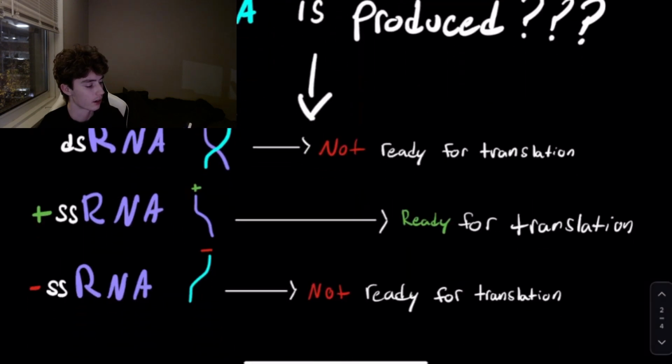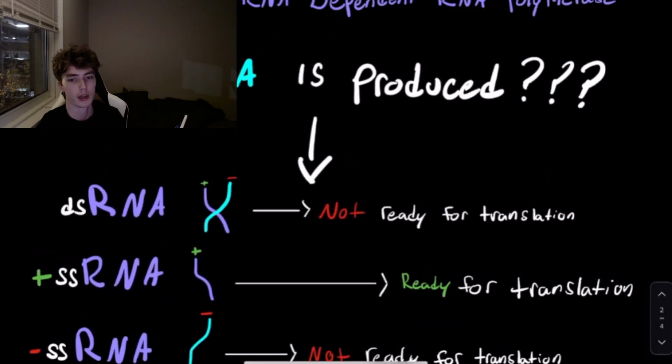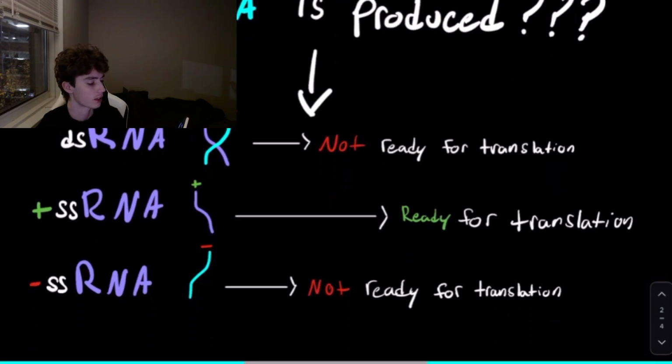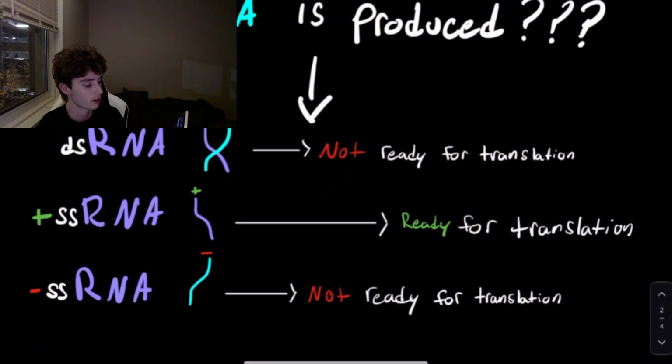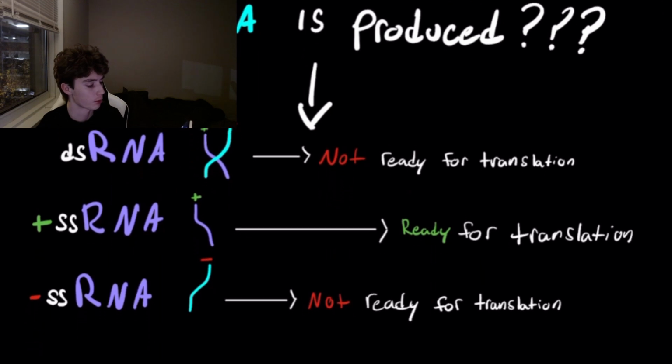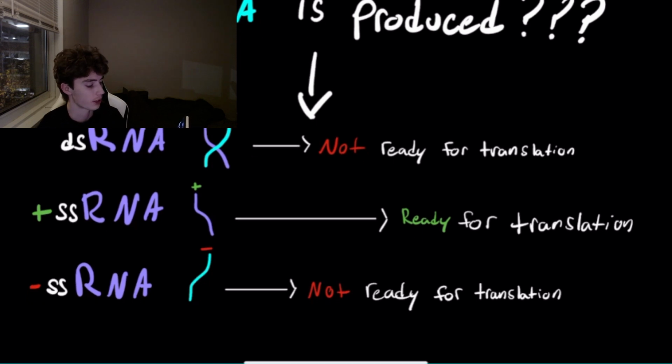Now, the biggest differentiator, or the biggest topic for what I'm going to be talking about right now, is the difference between positive sense and negative sense RNA viruses. When we're looking at, for example, a double-stranded RNA virus, we can see that it has a positive sense strand, and then it also has a negative sense strand. Regardless, because it's double-stranded and it has one negative sense strand, that means it is not ready for translation. It needs to be transcribed, or converted, into mRNA.